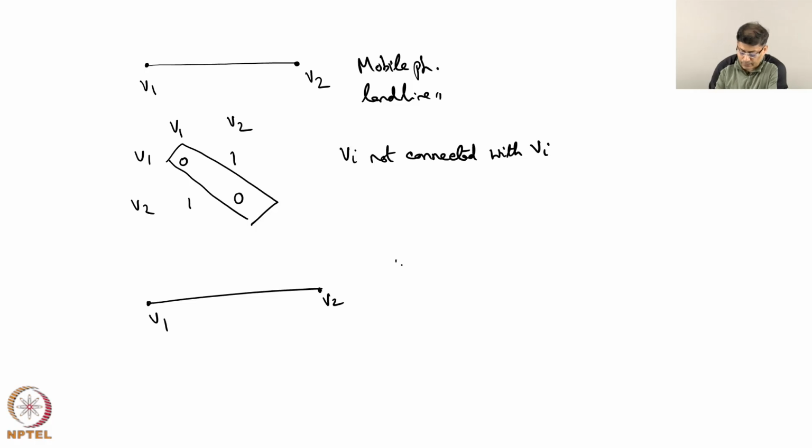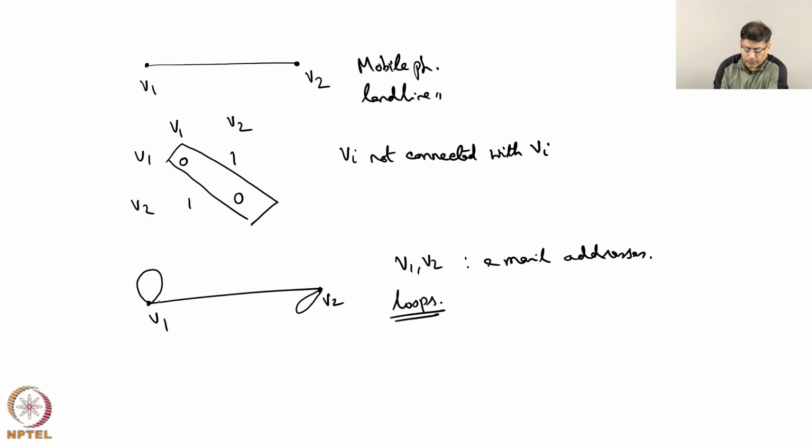For example, V1, V2 as the email addresses. From V1 email address I can send an email to V2, from V2 email address I can send an email to V1. I can send mail to myself, so I am connected to myself. So far as the email address is concerned, same with V2, and in such cases we represent the connection by these loops. When Vi is connected to Vi, it will be shown by a loop.